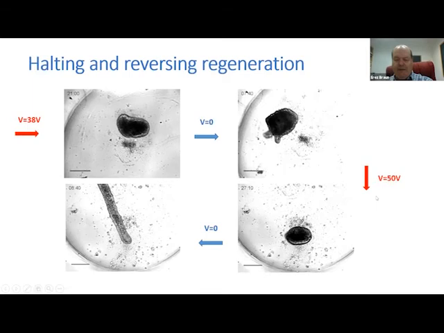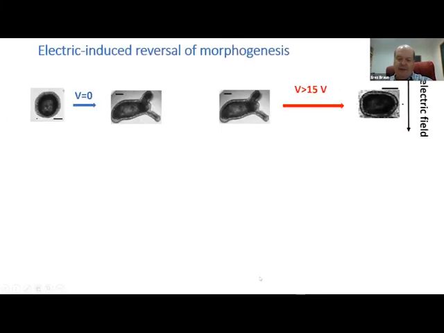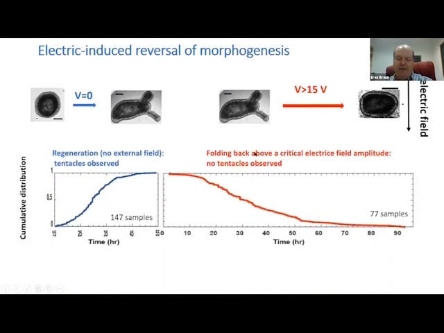One thing that becomes clear is that if you do rounds of going backward and forward around this critical point, there is adaptation of the tissue, and every round the critical voltage is increased. This, by the way, is statistics of the many samples. It's not a rare event.